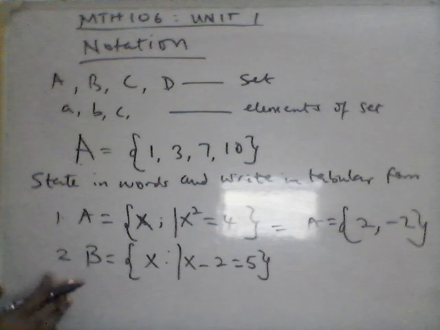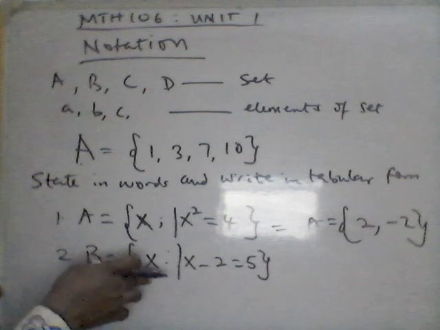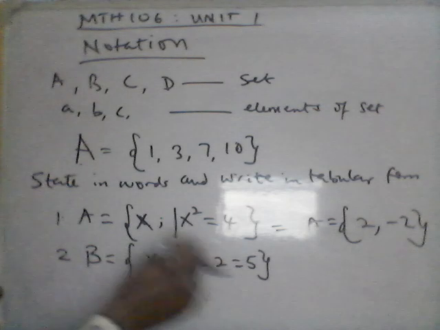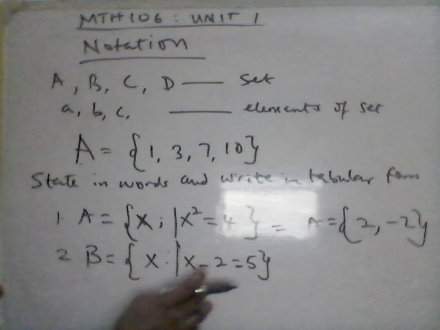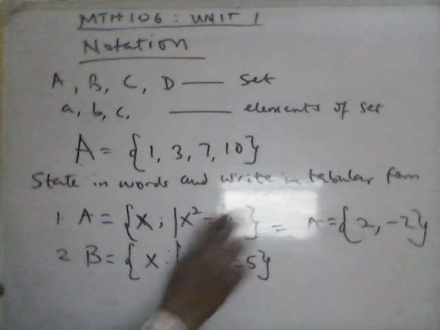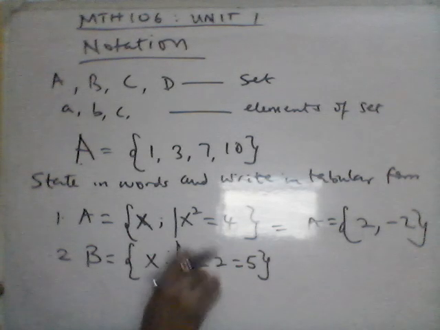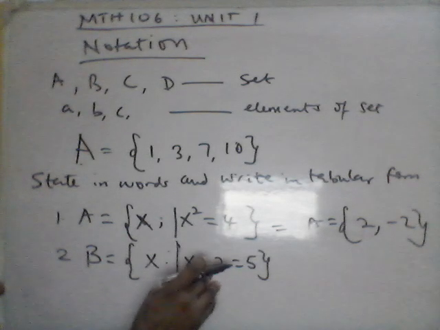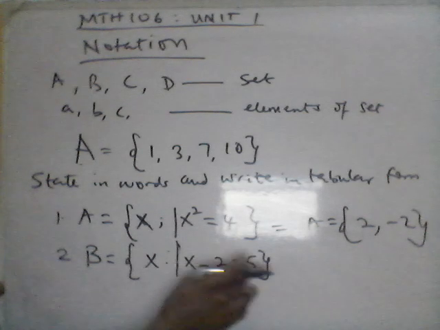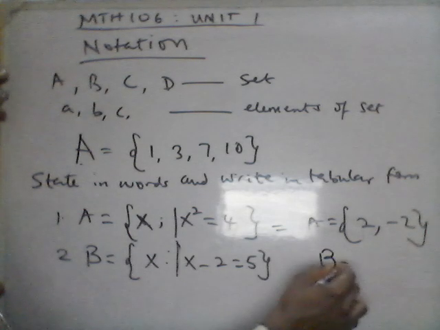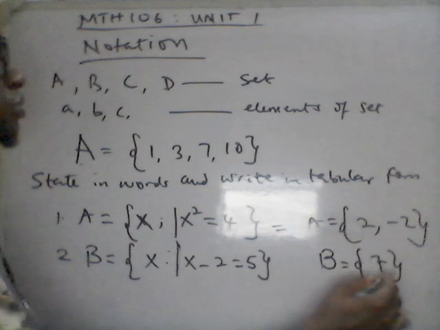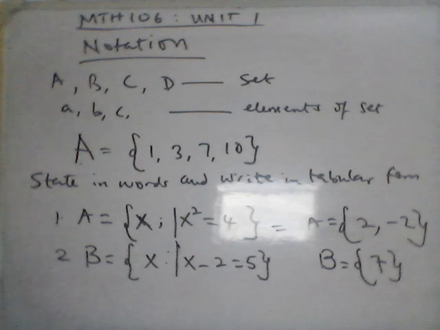Then for this one, it says B reads X such that X minus 2. This line here is such that X minus 2 is equal to 5. The only solution for this one, when minus 2 goes over to the other side, it becomes plus 2. So plus 2 plus 5 is 7. So X is equal to 7. So there's only one element inside this set, which is 7. So these are known as finite sets. We'll talk about it later, but I just want us to know the notations of sets.